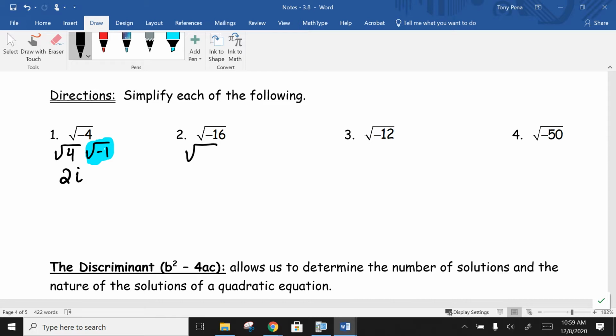Number 2, pretty much the same thing. We're going to take 16, multiply it by the negative 1. And then we can do both of those now. The square root of 16, we know that to be a 4. And then the whole new idea of the day is when I do the square root of negative 1, that's our imaginary unit i.